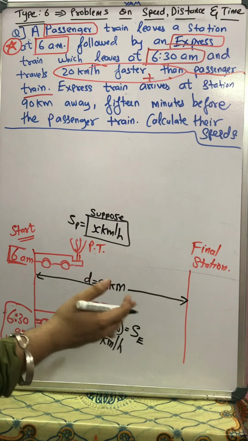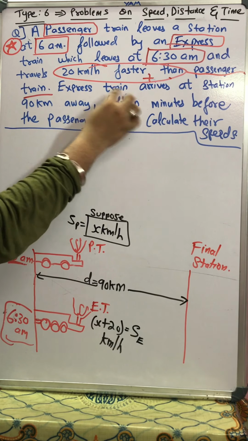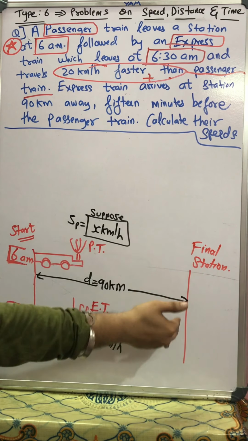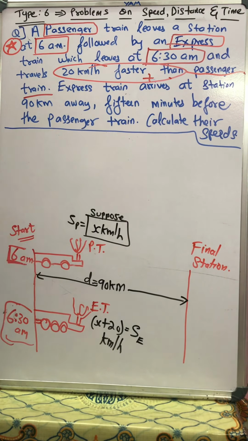So we got to know the speeds of both the trains. The express train arrives at a station 90 km away. Oh my god, something more is written. The express train arrives at a station 90 km away, comma, 15 minutes before the passenger train. Oh god, so fast is this express train. First of all, the express train is leaving the start station 30 minutes after the passenger train, and now it's given to us that the express train reaches the destination, the final station, 15 minutes before the passenger train.